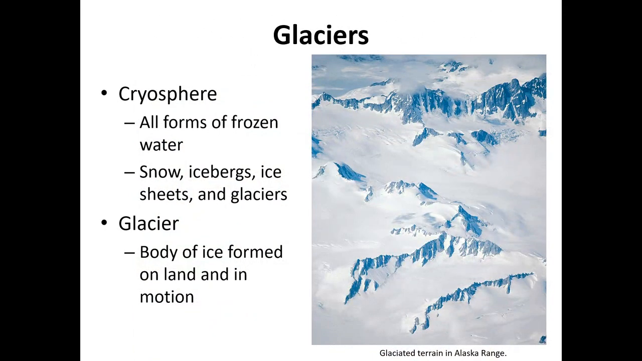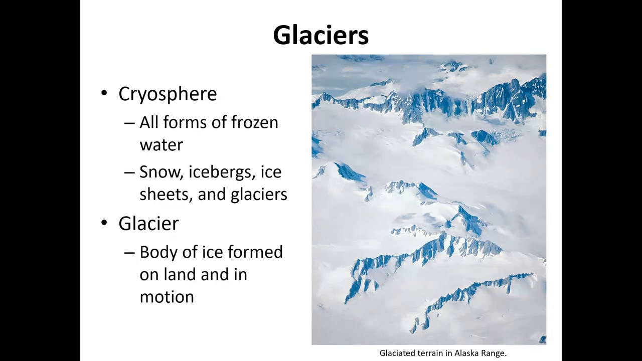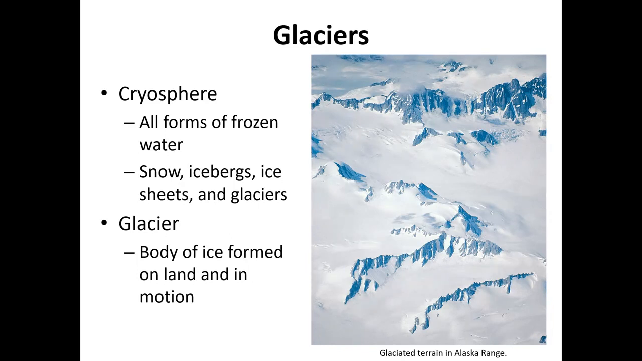So glaciers are part of the cryosphere. Those are one of the 5 main spheres that we've studied, including the biosphere and the others. And glaciers are, of course, made up of frozen bodies of water. The cryosphere is all forms of frozen water: snow, icebergs, ice sheets, glaciers, and so on. And glaciers are bodies of ice formed on land that are in motion.